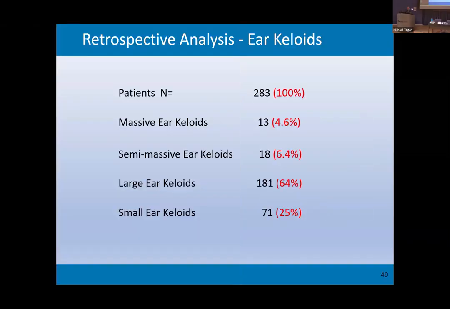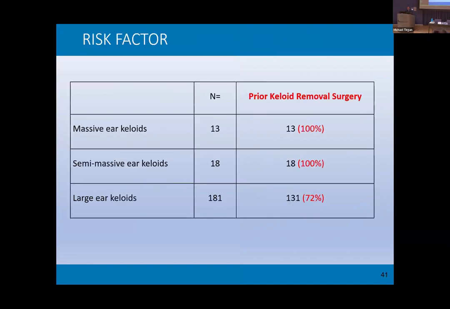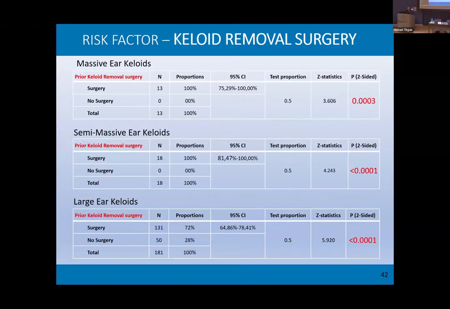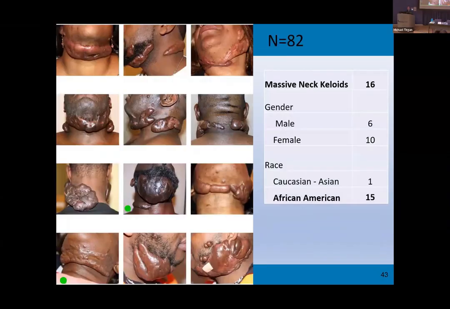And basically, this is the percentage of these patients. Almost 10% had massive and semi-massive keloids. I mean, look at them. 100% of patients who had massive ear keloids, 100% of patients who had semi-massive had prior surgeries before, and 72% of patients with large ear keloids. So when you look at the p-values here, they're off the chart. This tells you there's a direct correlation, statistically supported, between prior surgery and worsening of these keloids.